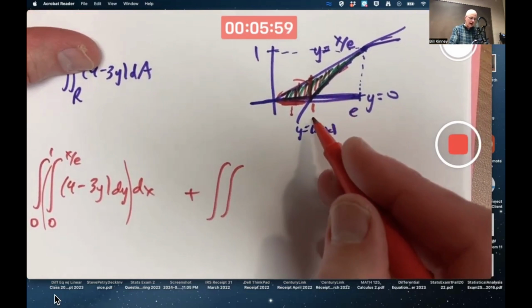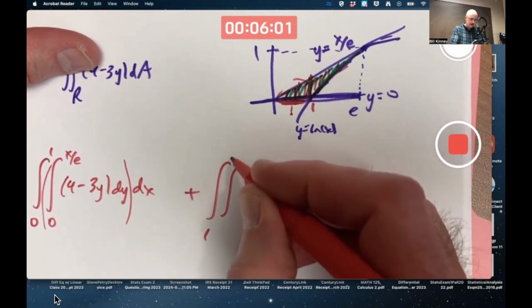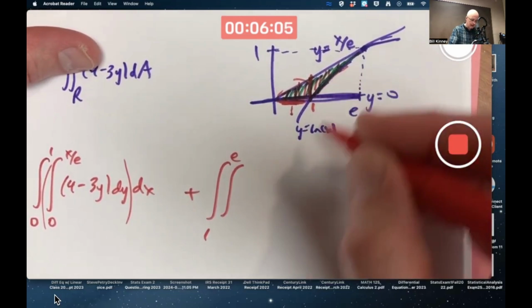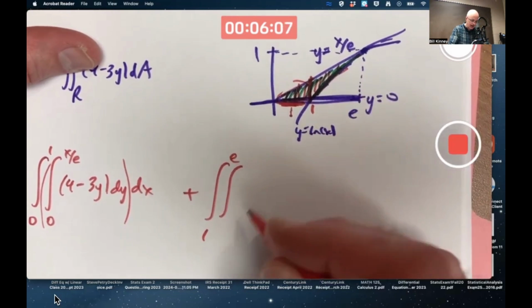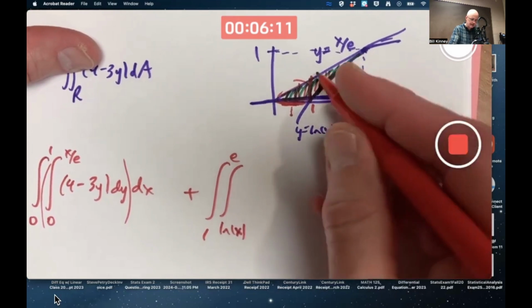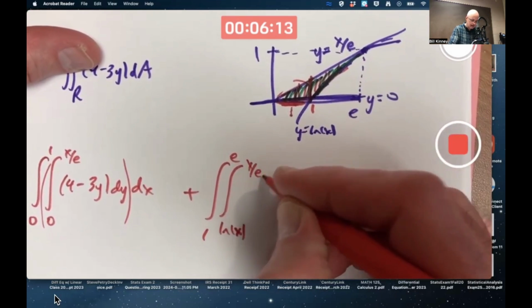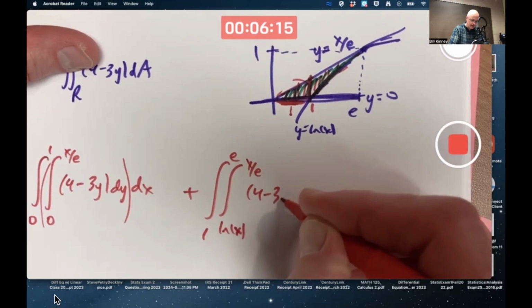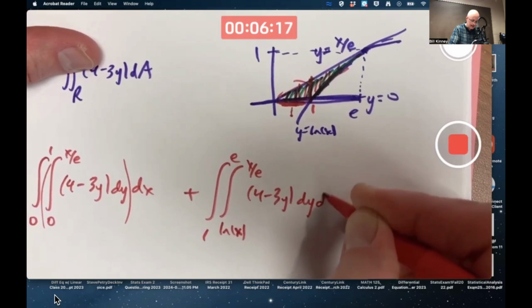For the second integral, x goes from 1 to e. And the lower limit of integration becomes the lower function there, ln of x. And the upper limit of integration is still x over e. It's still the same integrand function. It's still dy dx.